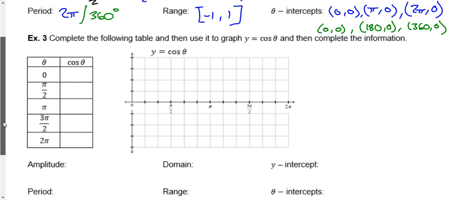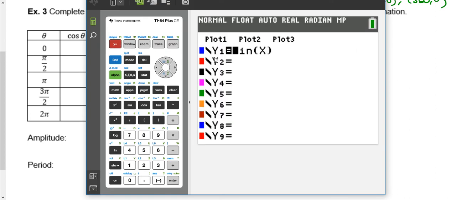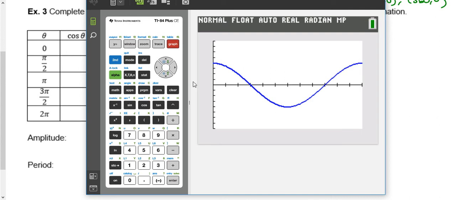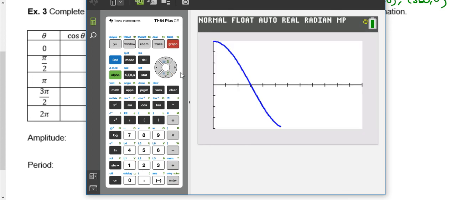In example 3, we have complete the following table and use it to graph y equals cos theta, and then complete the information. So same information as before. Everything's the exact same. The only switch up right now is instead of saying sine, we're just going to say cos. Hit graph, and here we go. So our graph, and I'm just going to quickly zoom in on our graph a little bit more. So between -1 and 1. There we go. That's our cosine curve right there.